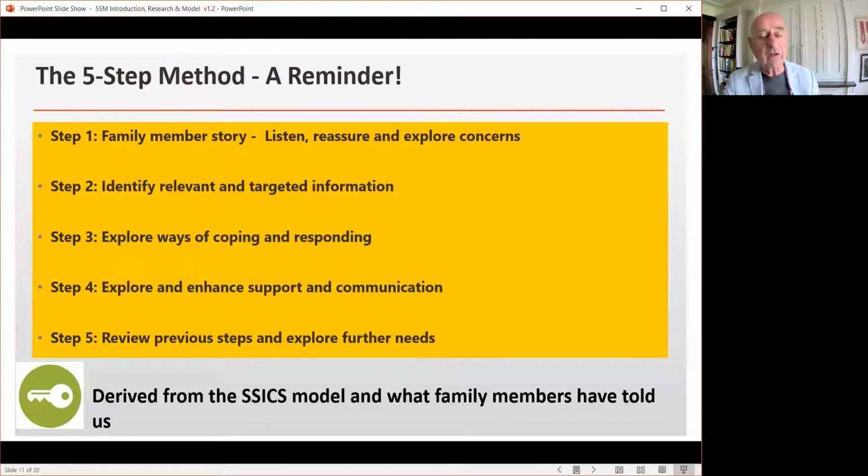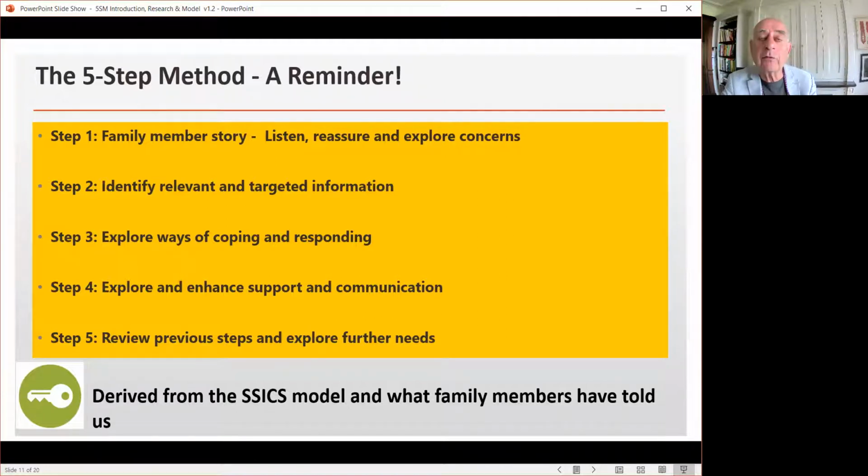We're trying to empower family members. It's not about us giving lots of information. It's about empowering family members so that they know where to get hold of information, so they can feel more informed and more in control. Step 3 is about exploring ways of coping and responding. We know that how people cope has an important bearing on the amount of strain that stress is going to cause them. And so we investigate that with the family member and help them work out the advantages and disadvantages of different ways of coping.